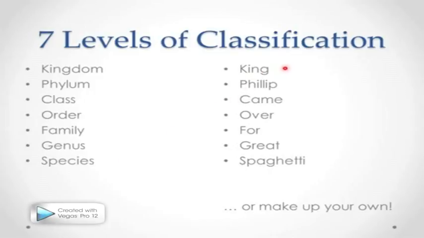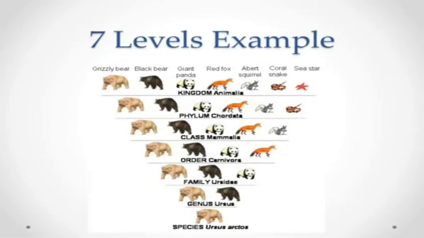So a mnemonic that I learned when I was in school is: King Philip came over for great spaghetti. Now if that's helpful to you, you can use that, or you can make up your own mnemonic to go with the 7 levels, and I would love to hear your ideas for a mnemonic.